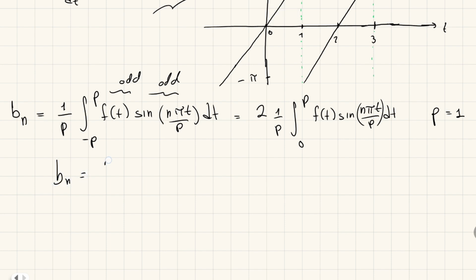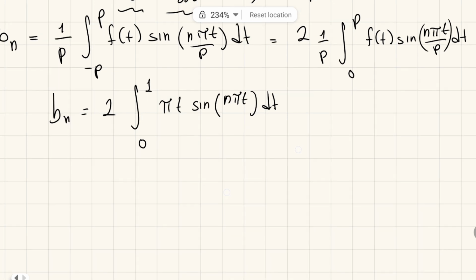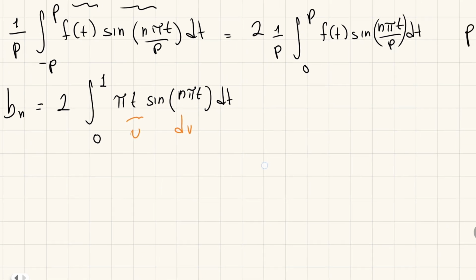This is going to be equal to 2 over, well, it will be 1 here because p is equal to 1. So it is just 2 times the integral from 0 to 1 of pi t sine of n pi t dt. Okay, perfect. A very easy integral to solve. Let me just call this u and this dv to use integration by parts.